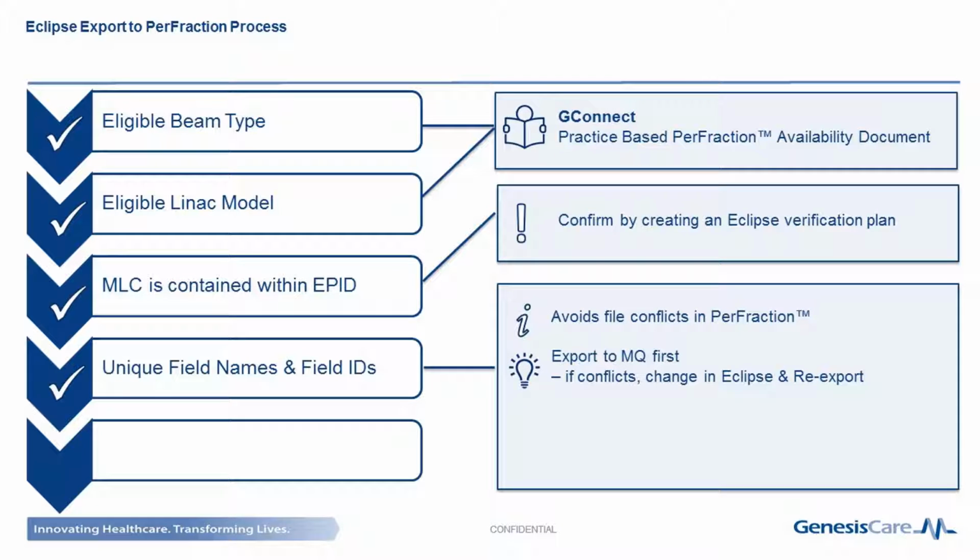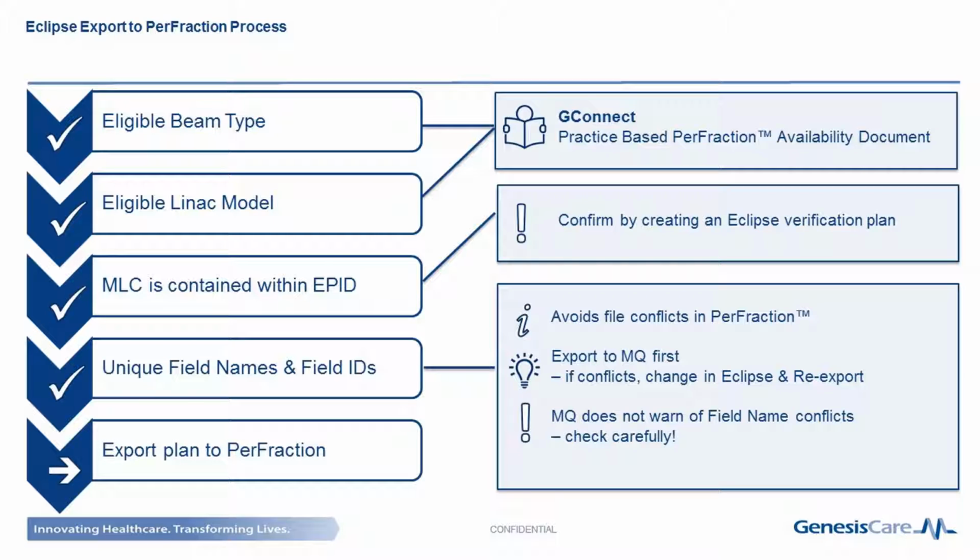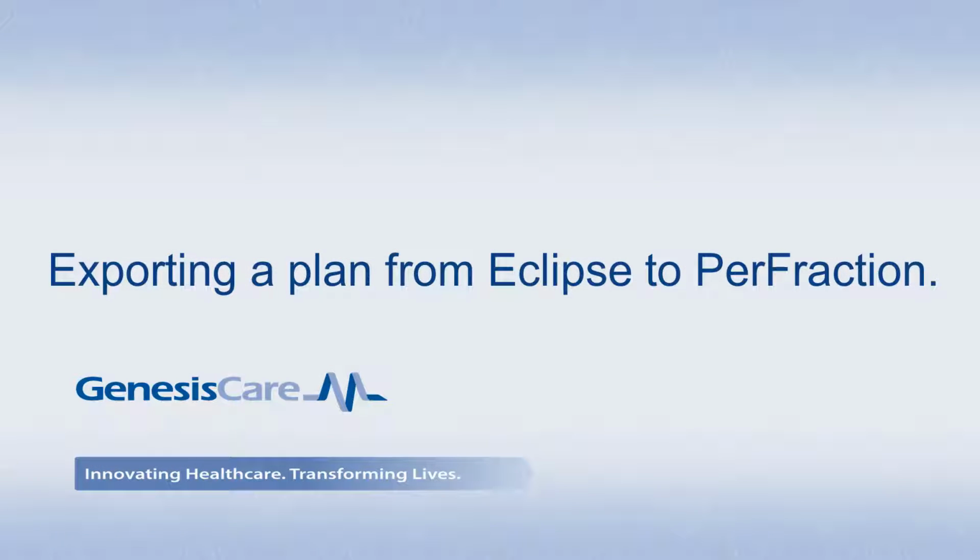It's suggested that you export the plan to Mosaic before you export it to PerFraction, as Mosaic will notify you if the field ID already exists on another field. However, Mosaic won't notify you of a field name conflict, so please make sure you double check this carefully. If conflicts do exist, do not import the plan, return to Eclipse, and change the details before re-exporting and importing into Mosaic.